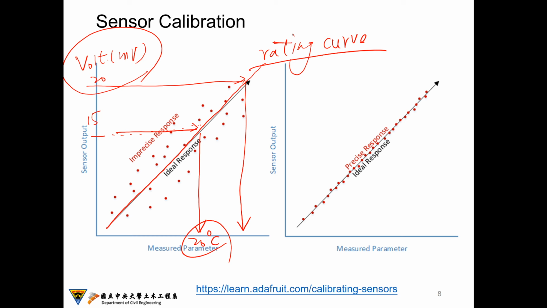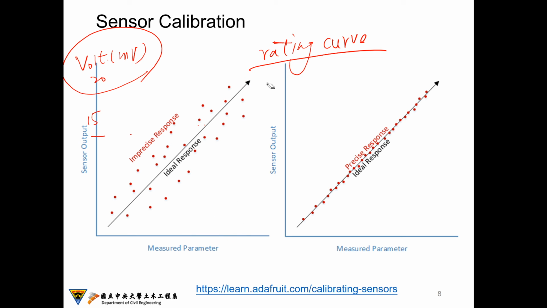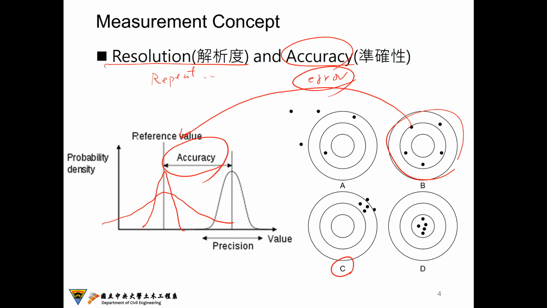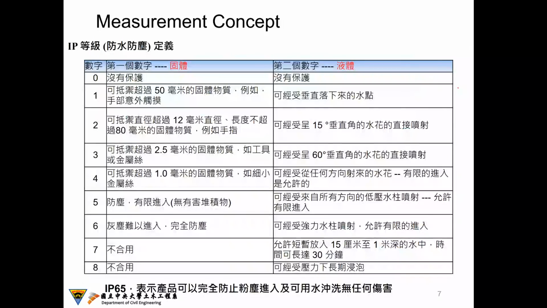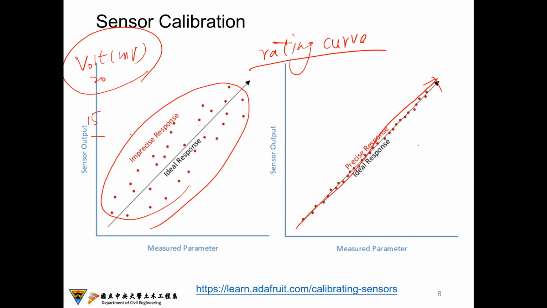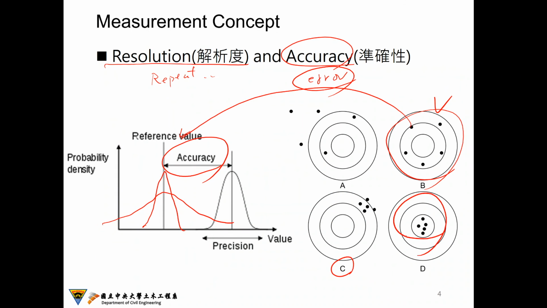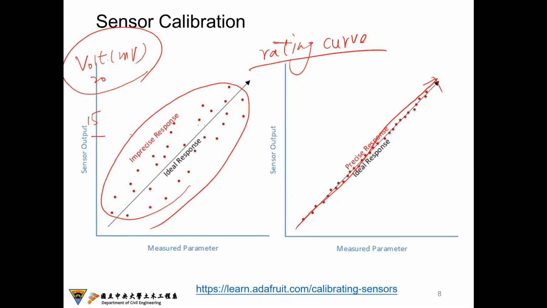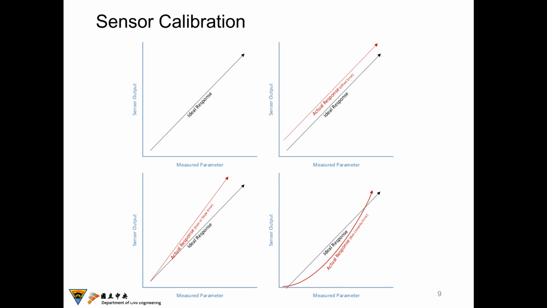Okay, here, this is the rating curve. But you can find, back to the idea of the accuracy and the resolution, you can find here, this is the case of, maybe like this one, B case. Okay, and for this one, it's a much more perfect measurement with a very high accuracy and a very high resolution. So they will be like this, the case of D. Okay, so you can prove the concept from the rating curve into the accuracy and the resolution. But however, just as I said, this is the ideal response ever, ideal one.